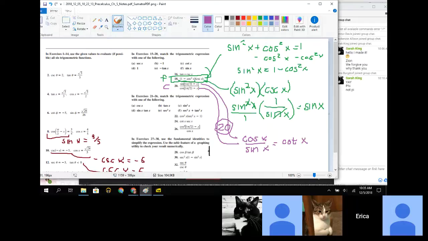Okay. And that's basically what you're going to do for these and these. You're going to be rewriting the trig expressions by playing with their different properties.